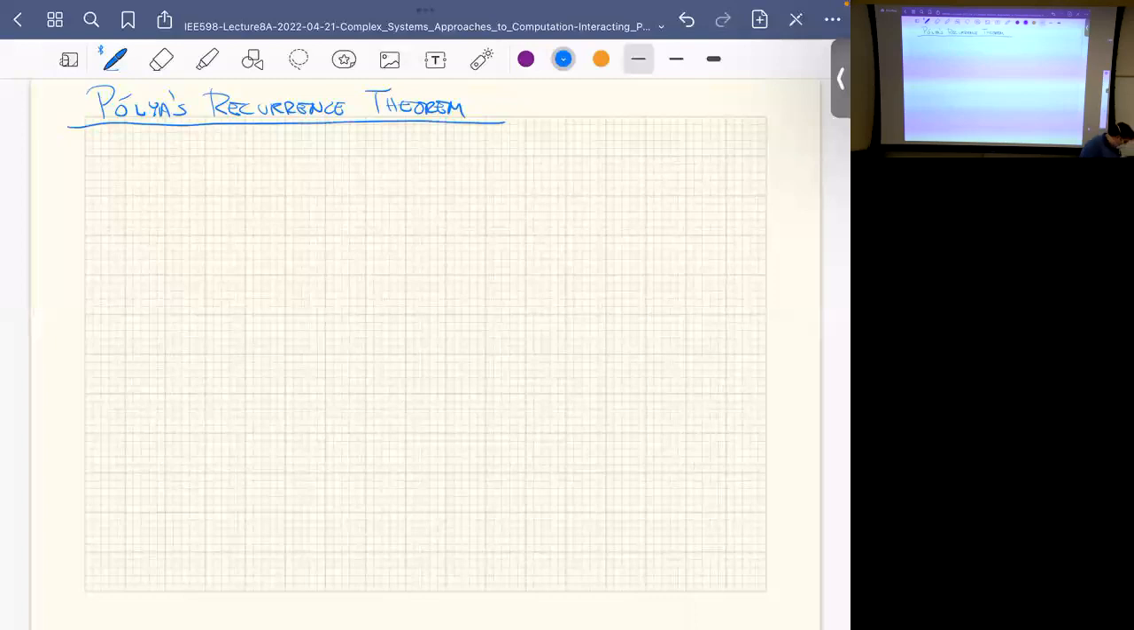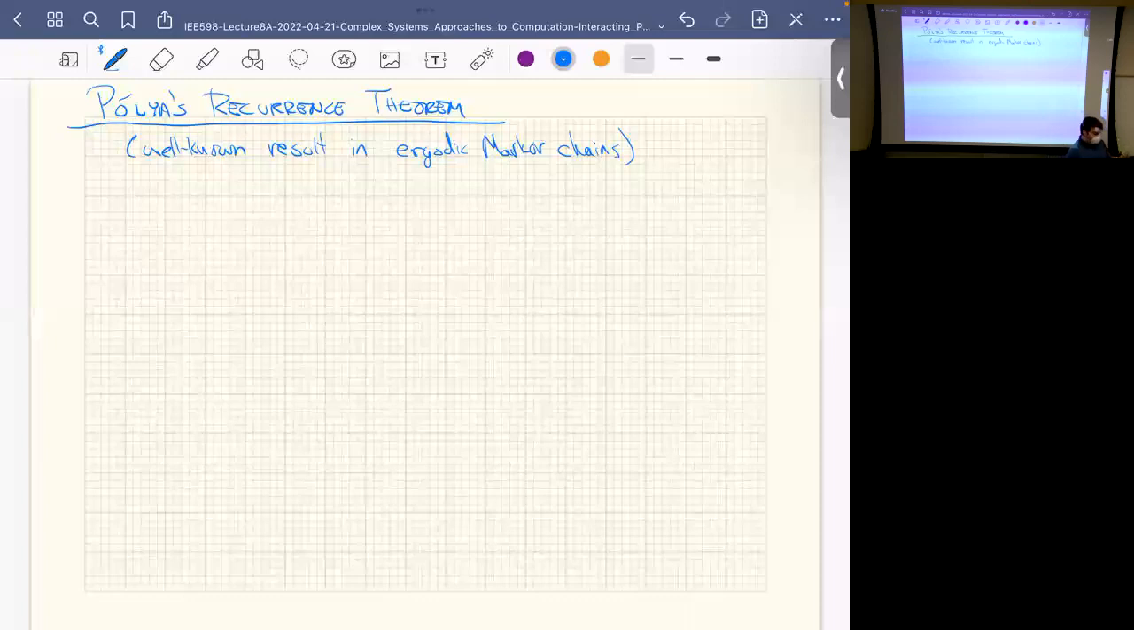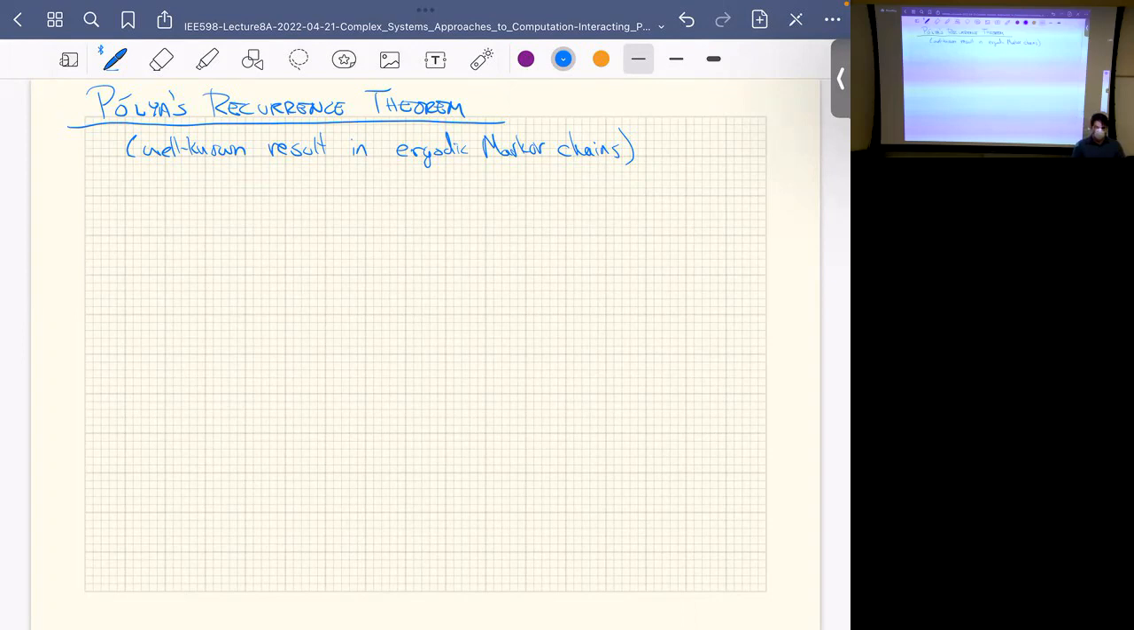And the way this is just a well-known result in, I'll say, ergodic Markov chains. And what it says is that a random walk will visit any point, including a starting point, with probability 1, so long as the dimension of the random walk is 1 or 2.